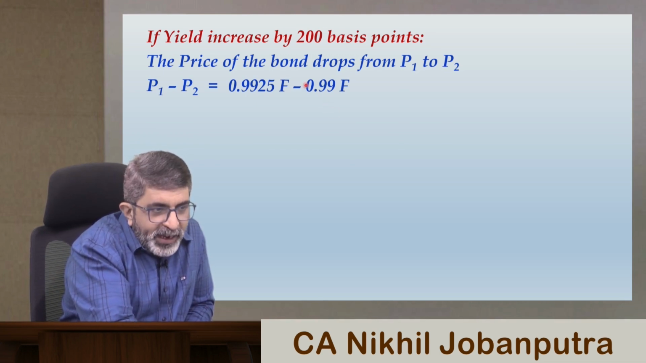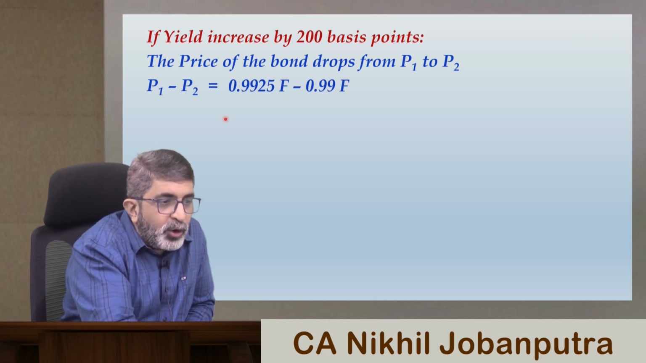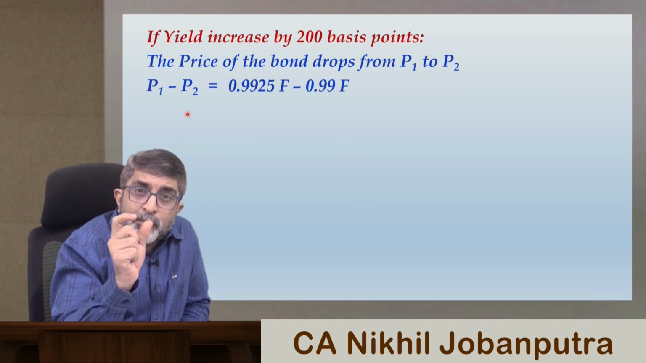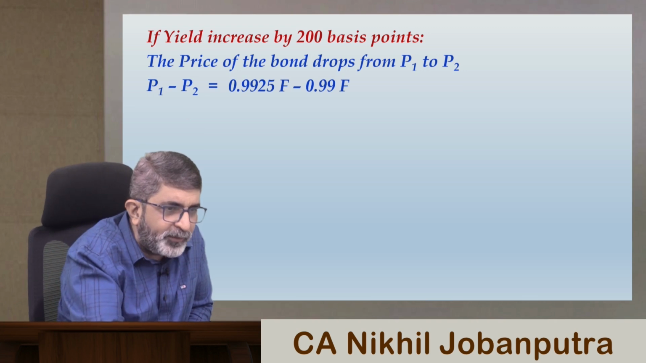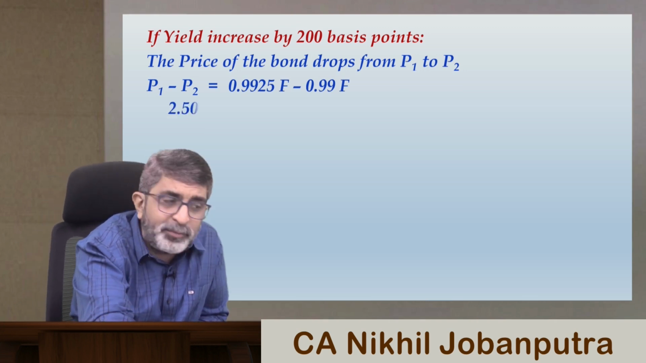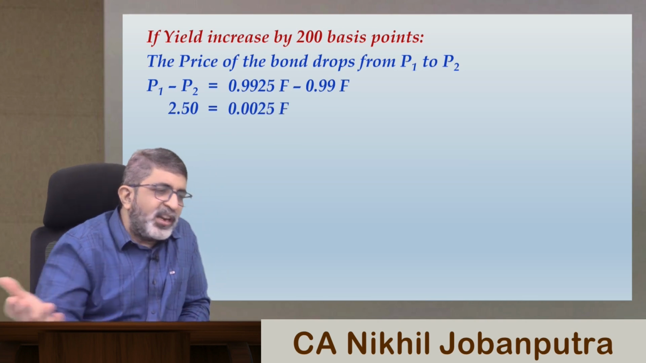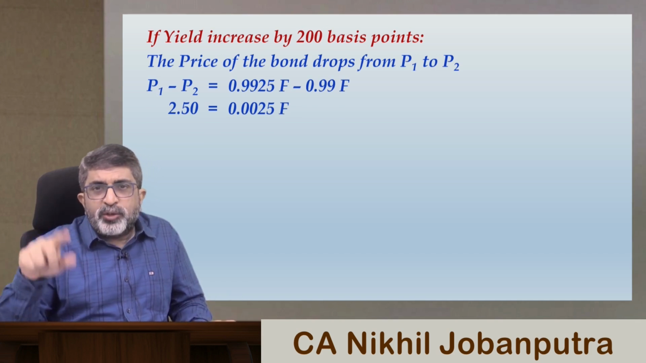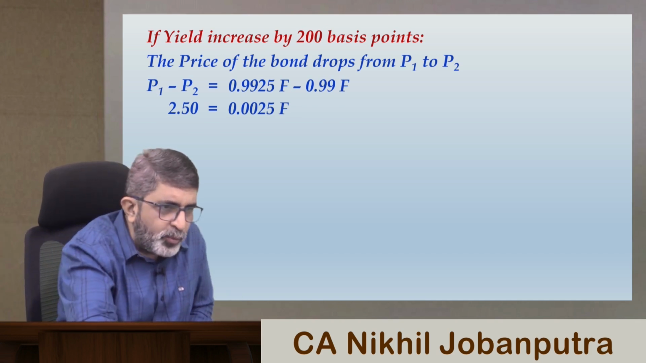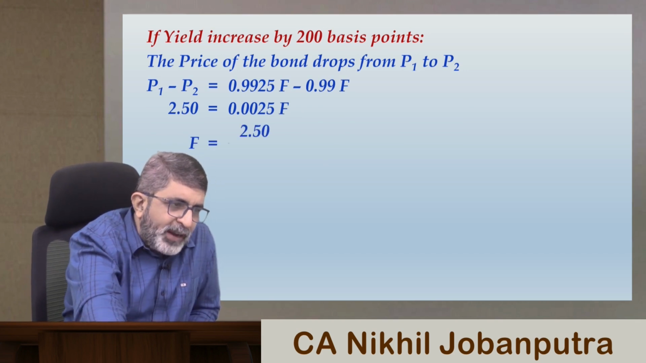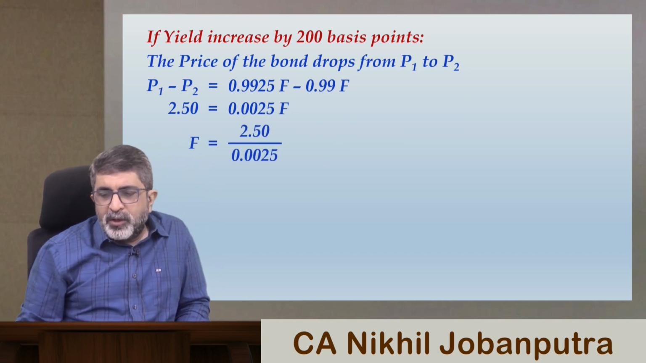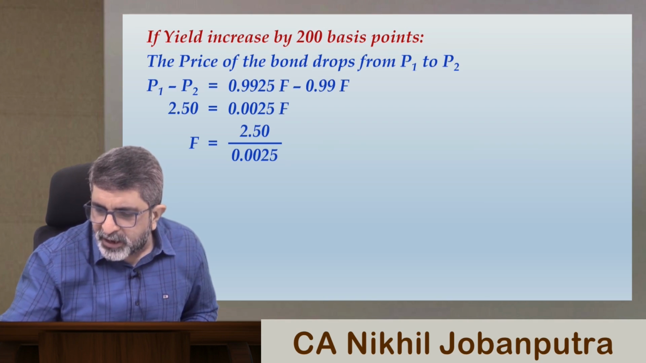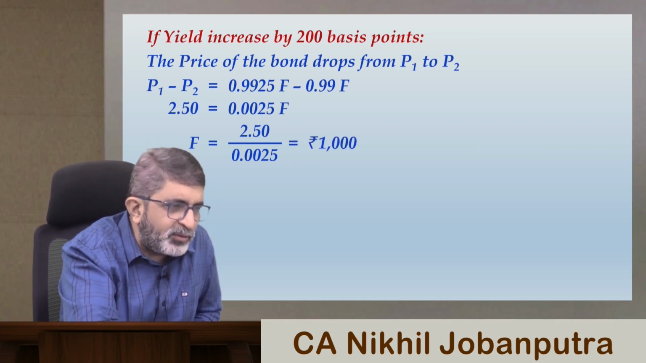Correct? So when you find this calculation, you will be getting 0.0025 F, but P1 minus P2, the drop in the price by monetary value, is given to you as rupees 2.5. So let me substitute P1 minus P2 as 2.50, and the right hand side of the equation will be 0.0025 F. Now we are very clear that 0.0025 F represents rupees 2.5. So F value will be 2.5 divided by 0.0025. When you do the math, what you get is exactly 1000. So rupees 1000 will be the face value.